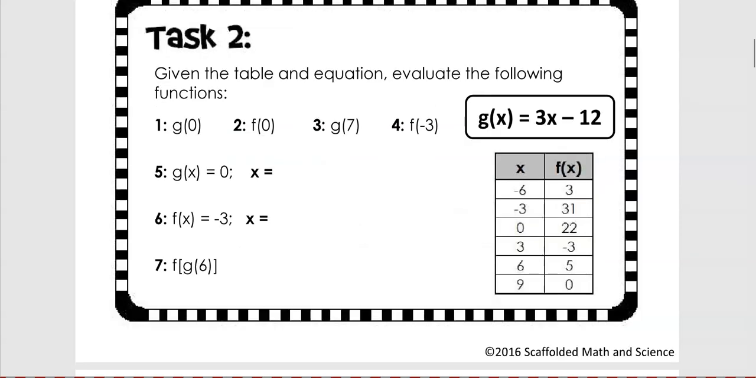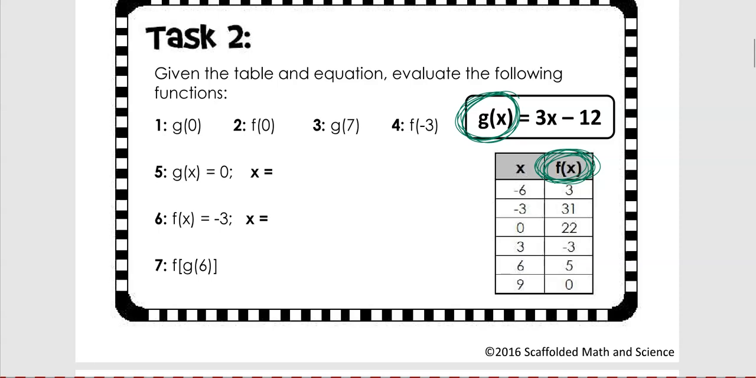All right, so for number 2, we are given an equation and a table. The table is going to be the same way, just make sure you know which one's which. So we can see that the table is our F's and the equation is our G's. So what I'm going to do is work out one of the G's.